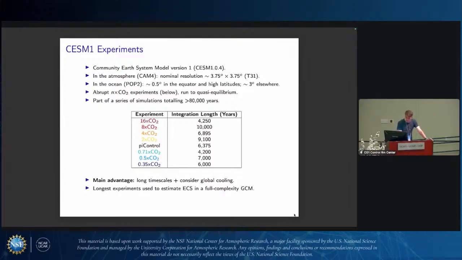So starting at the warmest, 16 times CO2, and then we have 8 times, 4 down to 2 times CO2, a 6,500 year control run, and then 3 global cooling simulations too. And just to really emphasize that we are going out to very long timescales here, 8 times CO2 is about 10,000 years long. So the main advantage is that we have long timescales, and we're also systematically considering global cooling in our model, which is very rarely done. And to our knowledge, these are the longest n times CO2 experiments ever used to compute ECS in a climate model.